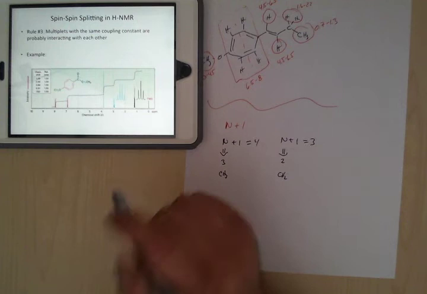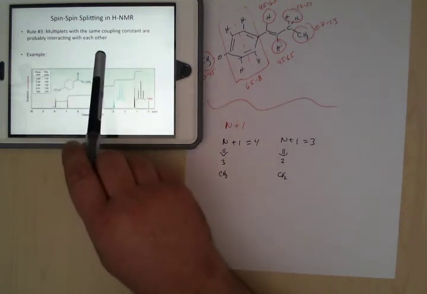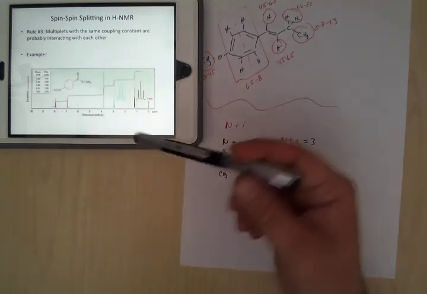And then multiplets with the same coupling constant are probably interacting with each other. They have the same J. They have the same coupling constants.